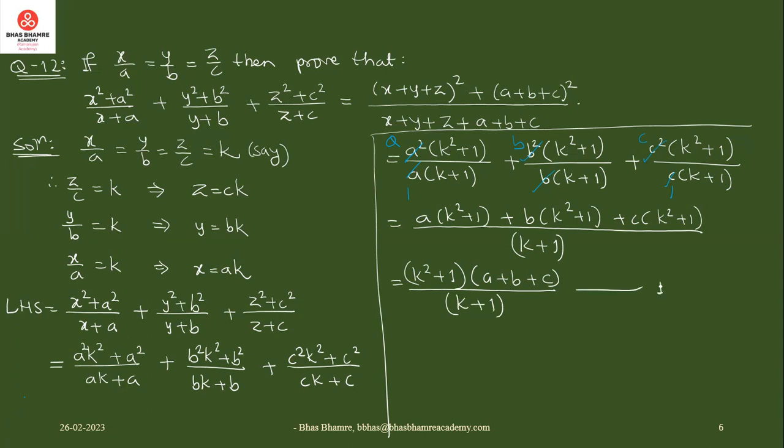Let's give it as number 1, because no further simplification is possible. And don't consider that k square plus 1 and k plus 1 can be cancelled out. No, it is not correct. If you have done like this, then there is a great misconception. So please forget that. k square plus 1 and k plus 1 can't be simplified. They remain the same.